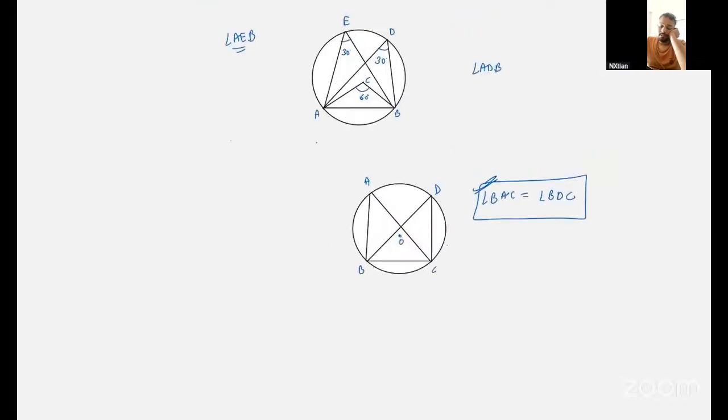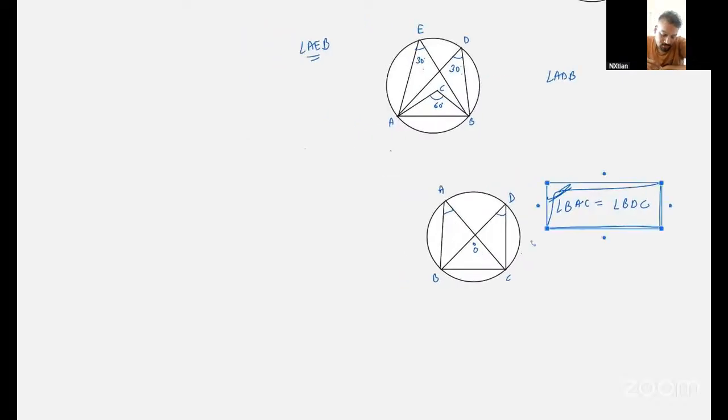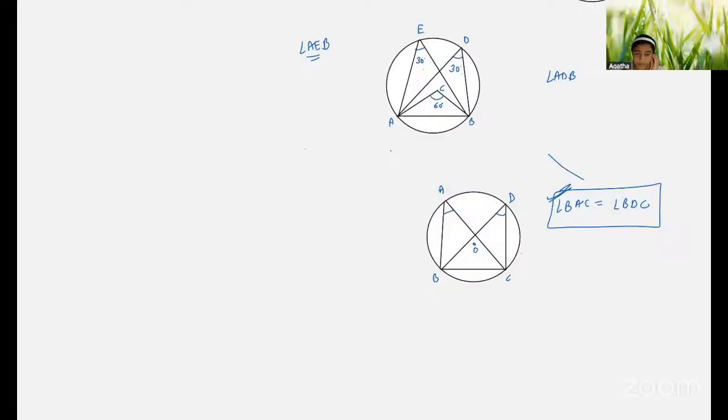Like we have this 30 and this 30, right? Because the same chord is making the angle. In the same way, this angle and this angle are also equal because the same chord is making the angle. So I will write the statement. Everyone got this? Yes, sir.